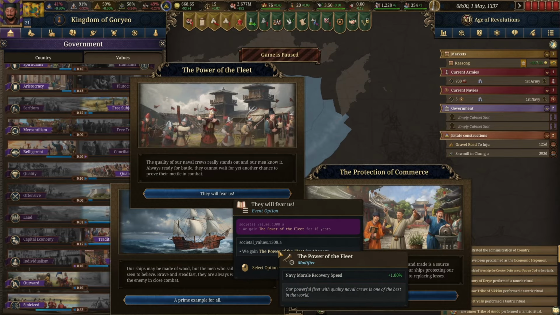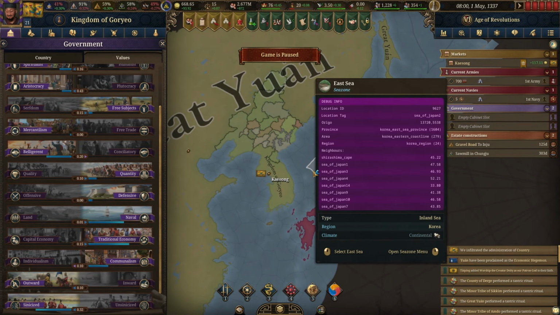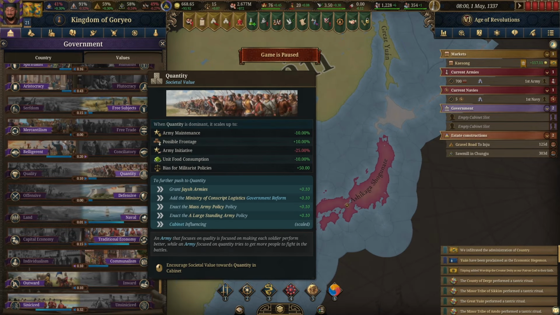Or They Will Fear Us, which gives the power of the fleet, which increases the Navy morale recovery by 1 for 10 years. They do have some of the events where they have to pay money or manpower or lose army tradition though. On the other side with quantity, as mentioned, they only have 8 events.